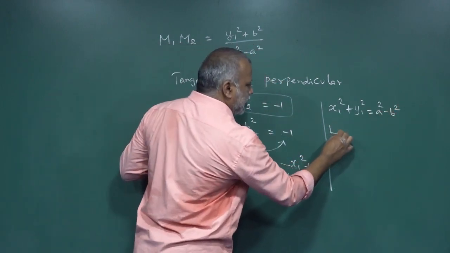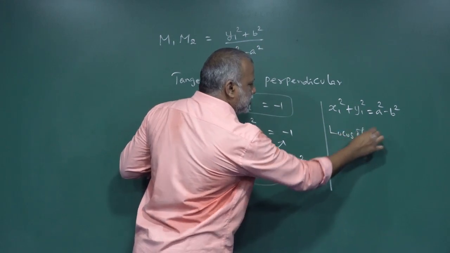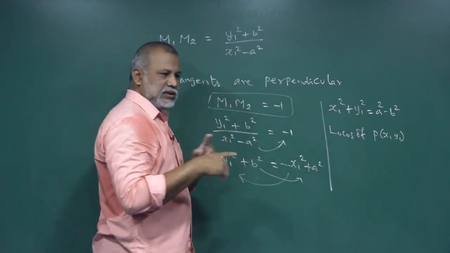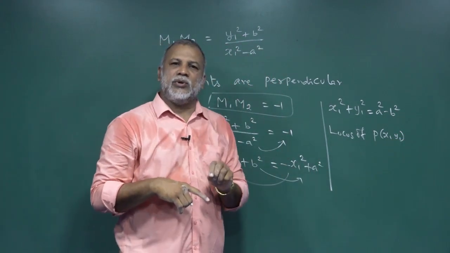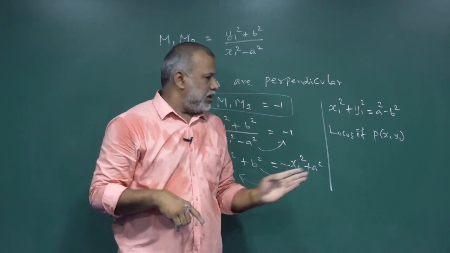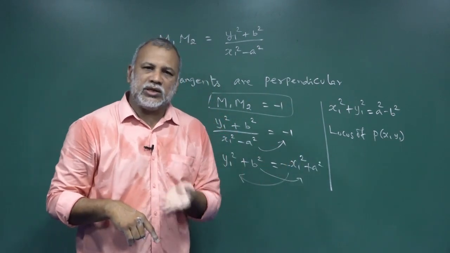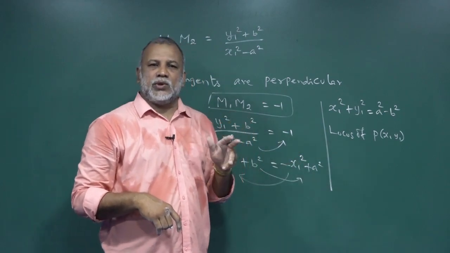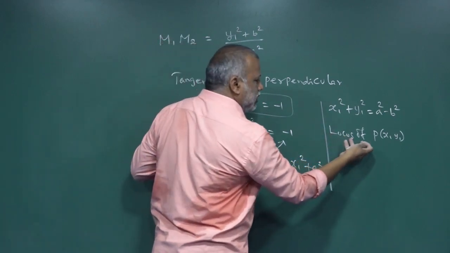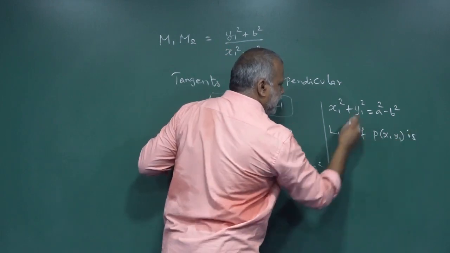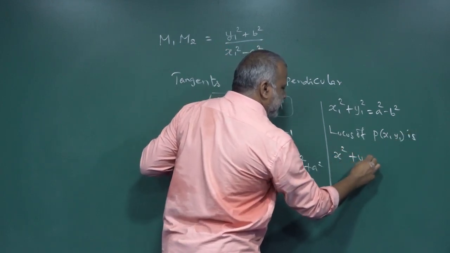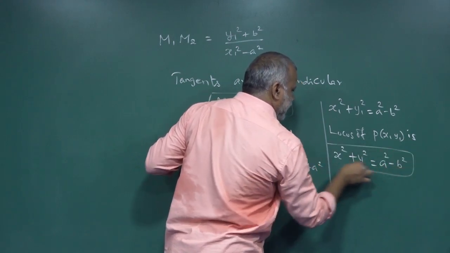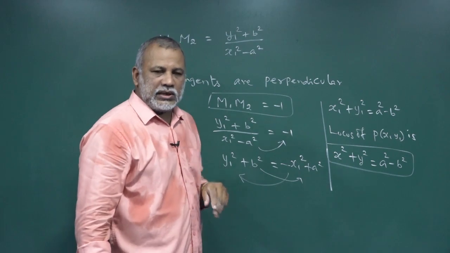Now, the locus of P of x1 comma y1. Because we are considering P of x1 comma y1, initially it is a fixed point. Now we need to find the locus. Locus means it should be a moving point. That means the path traced by the point P of x1 comma y1 is nothing but the locus. So the locus of P of x1 comma y1 should be x squared plus y squared equal to a squared minus b squared. This is the result we need.